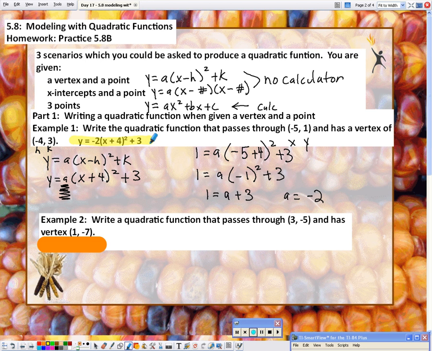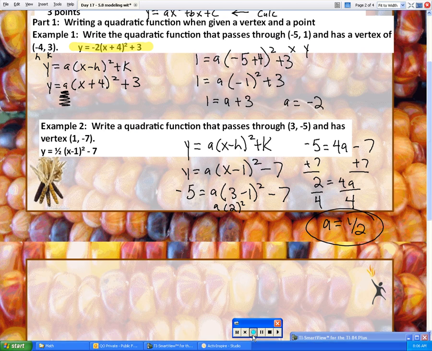Take a moment and write down example 2 and try it on your own. Here, when you plug in the vertex 1, -7, and then you plug in the point 3, -5 and solve for a, you should get a equals 1/2.